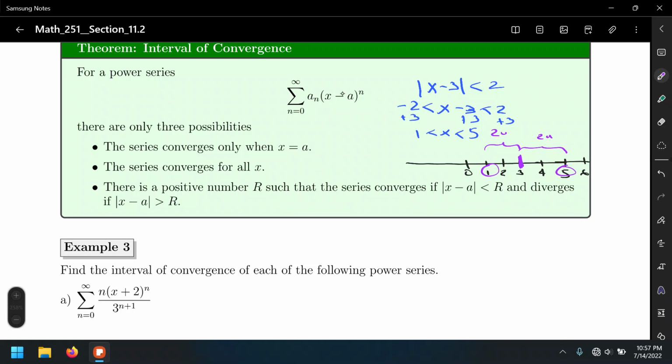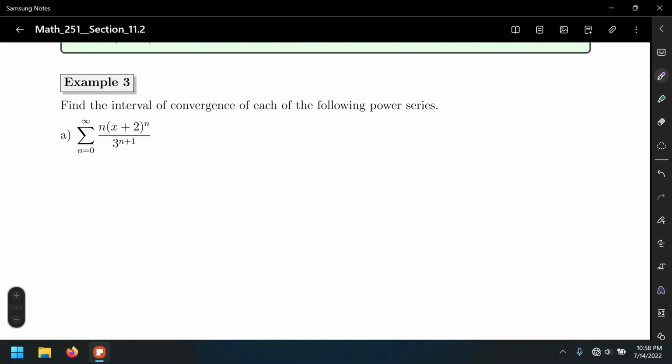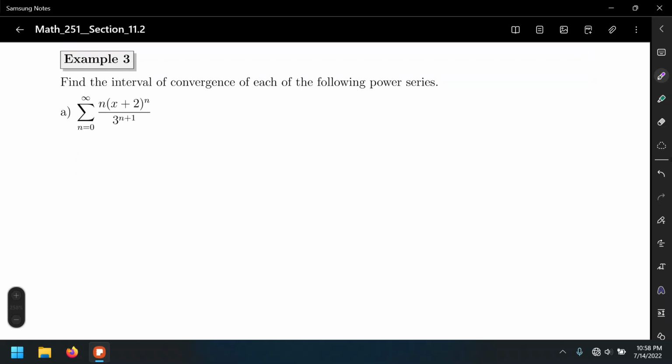And for example, for a given series that is centered at whatever value, it may only converge at its center. It may converge for all real numbers, or it may converge for only a limited range, a limited interval. And it could be parentheses for both, both brackets, one parenthesis and one bracket, or etc. We will see a few examples about this one. So let's go ahead and look at an example, of course. The best way to see this in action is by seeing this in action.